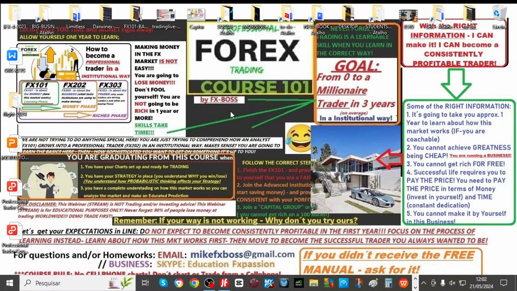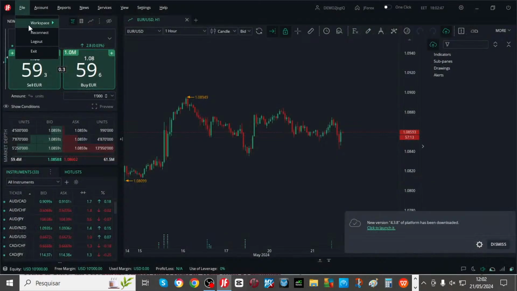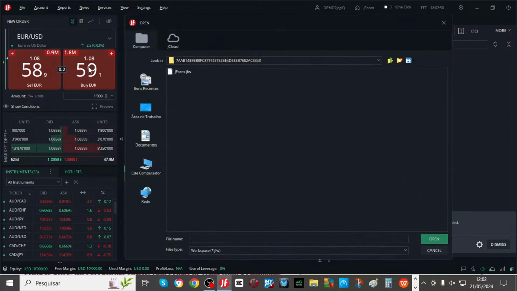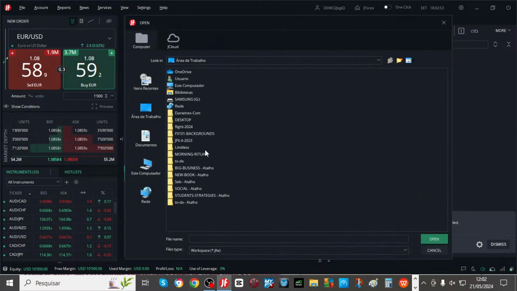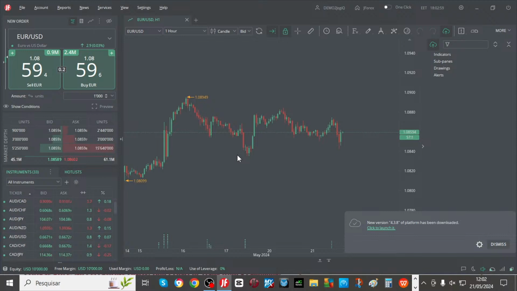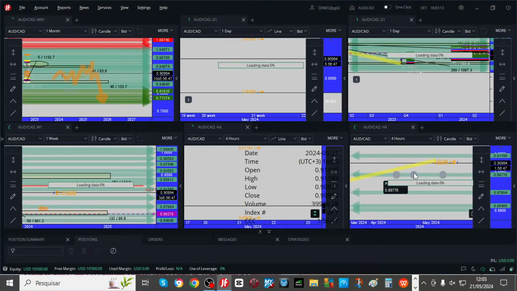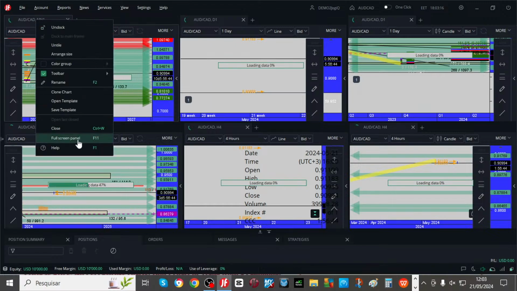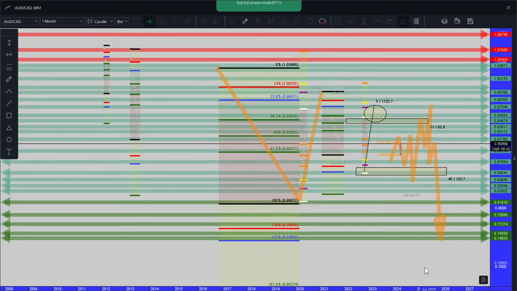Also, never forget that you're going to graduate from this course when you have your chart set up and ready for trading. So everybody, for the ones who want to join the Forex course 202, the Advanced Institutional Trader course, you have 2 weeks to build your charts. Otherwise, you are going to waste your time in the Advanced Institutional Trader course. Build your charts, everybody.